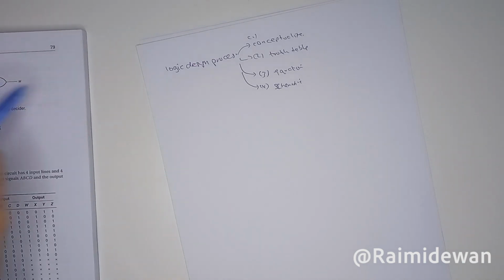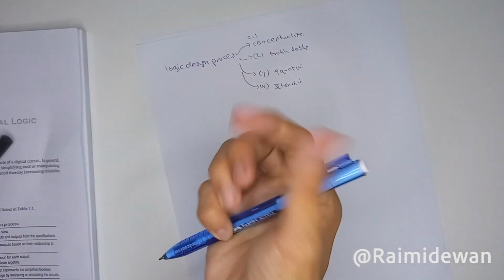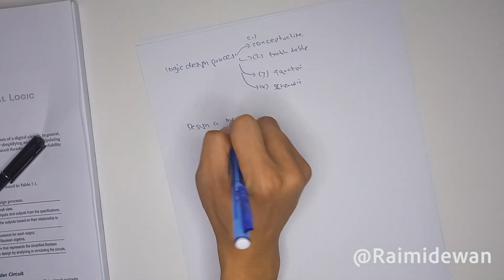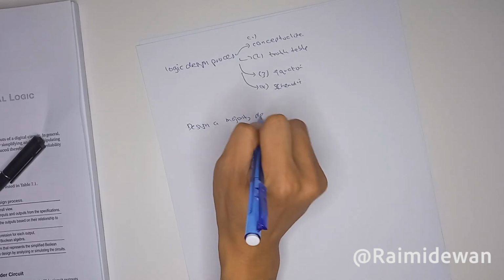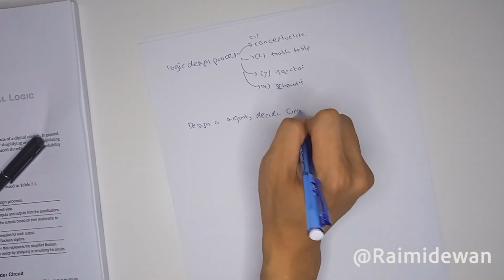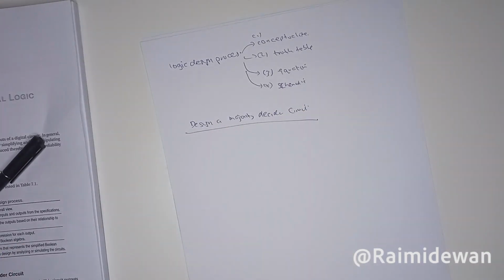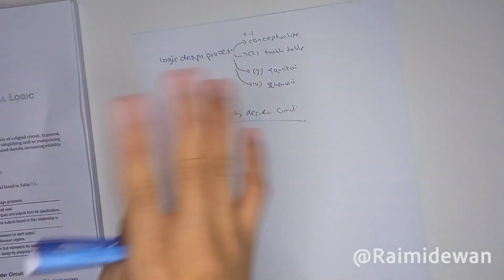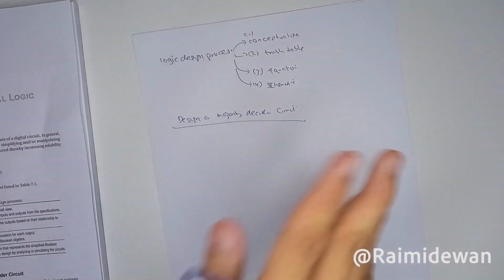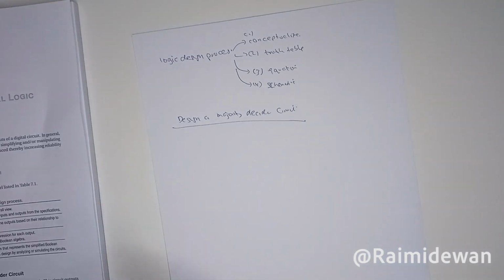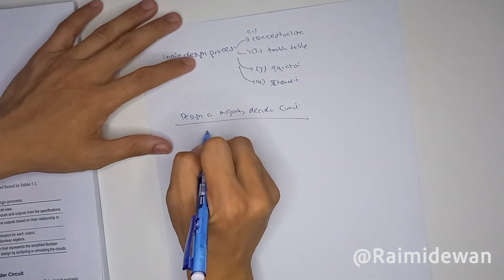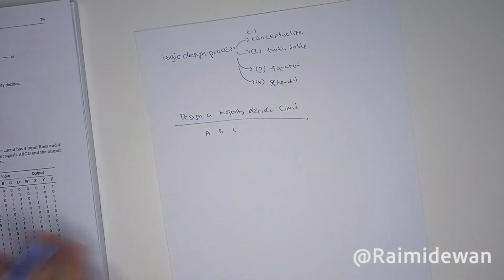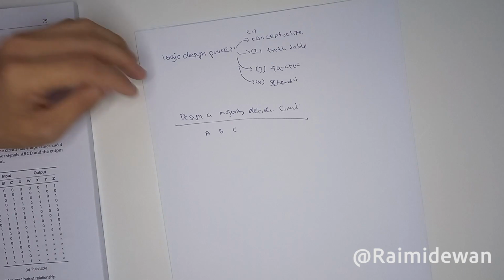Now we go for the question. For example, design a majority decider circuit. What does this mean? If you have a majority of 1s in the variable combination, then your function will result in 1. For example, take a 3-variable situation, with 3 input variables a, b, c.